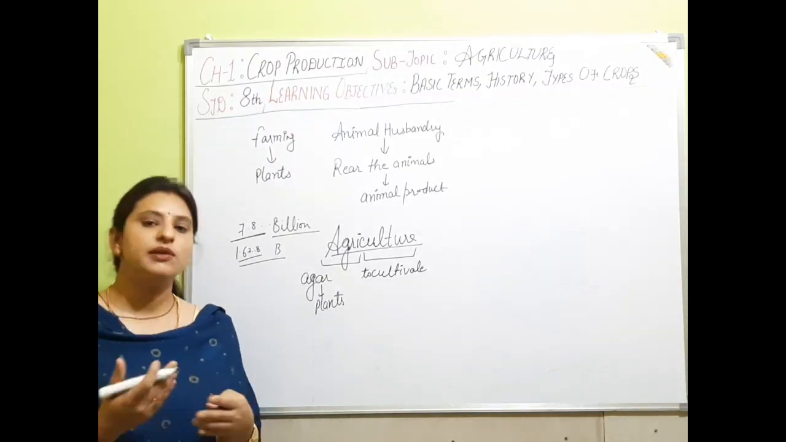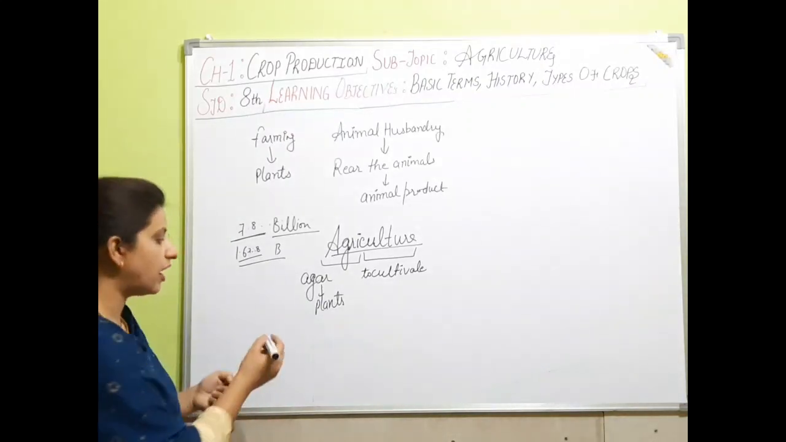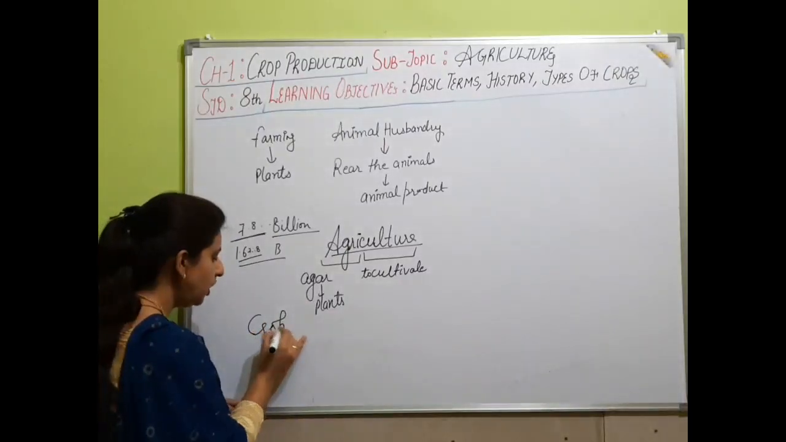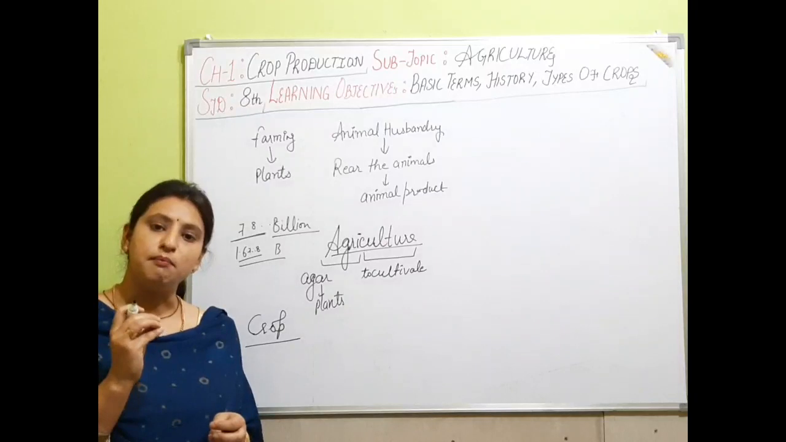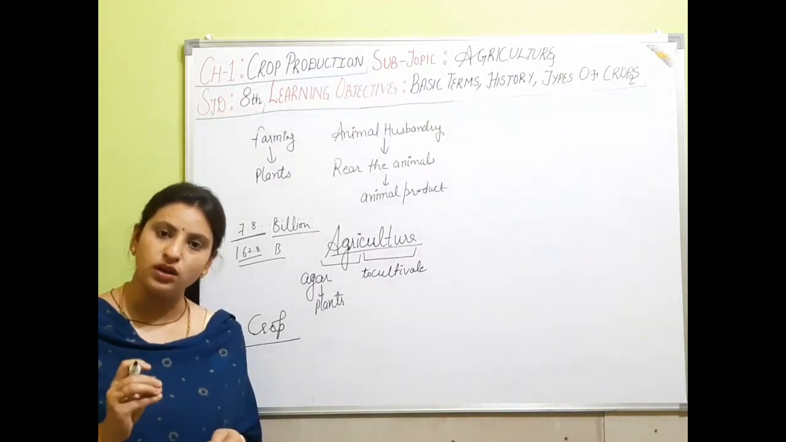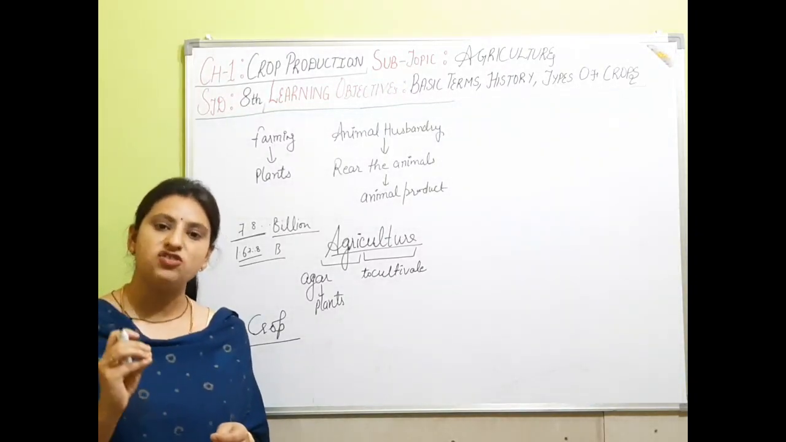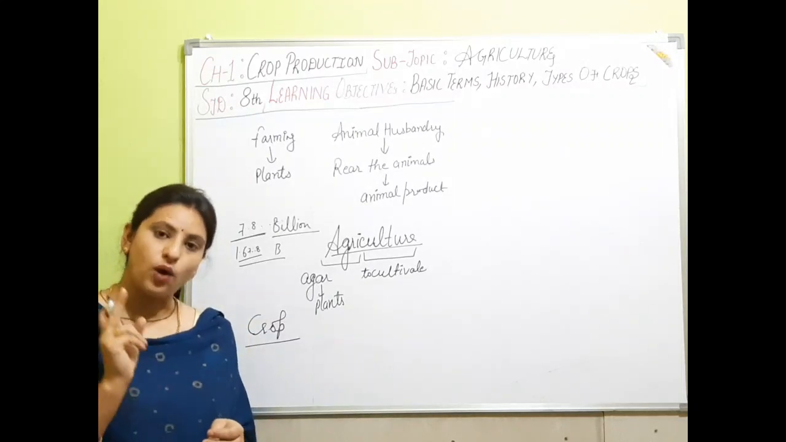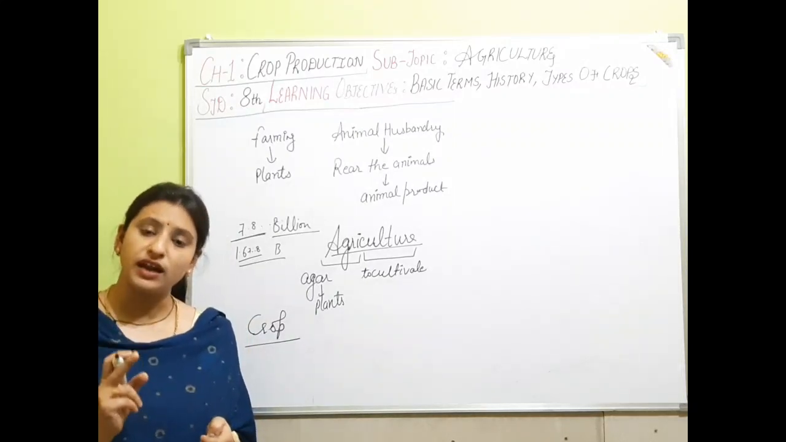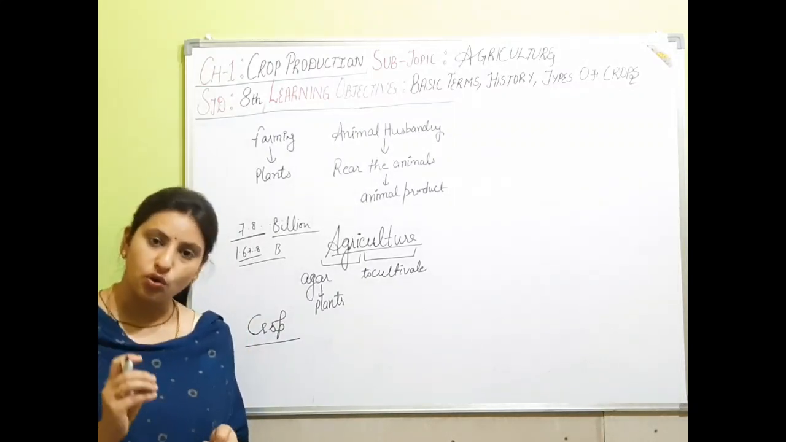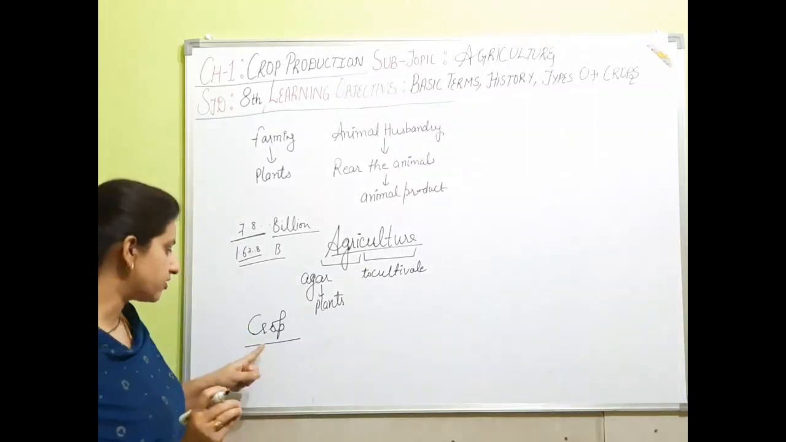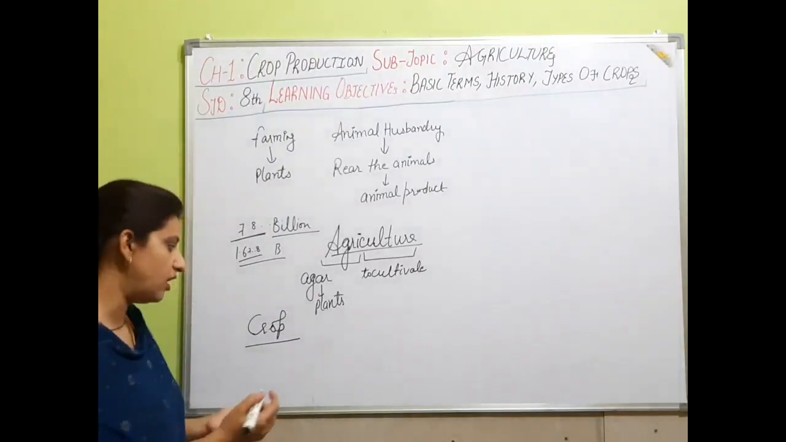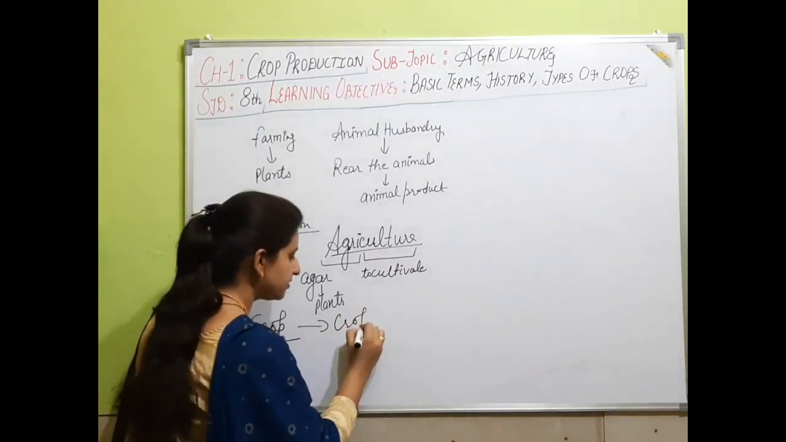So ultimately they are going to have what? They are going to have crops. Now what is a crop? When one kind of plants is grown on a particular piece of land, that is called a crop, and those plants are called crop plants.